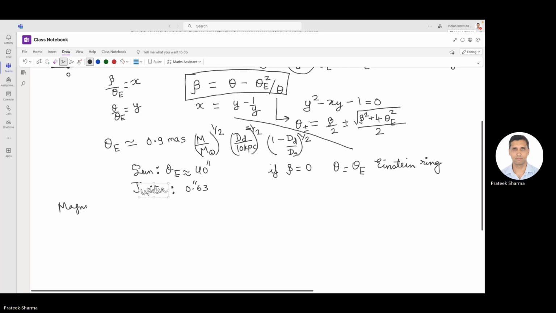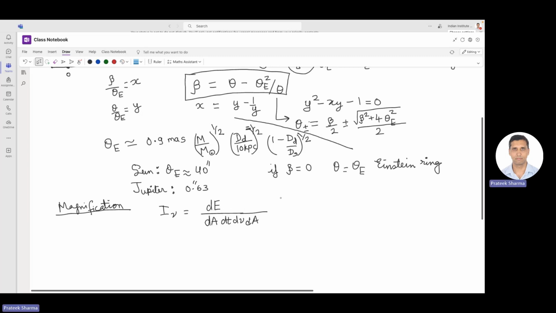Magnification. As I said, gravitational lensing can magnify the images. And how does it do that? If you've done a little bit of radiative transfer, your specific intensity, which characterizes the radiation, is basically this I. This specific intensity is just energy crossing a surface, an area dA, per unit time, per unit frequency, per unit solid angle.